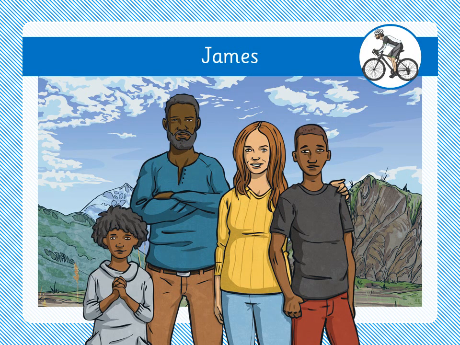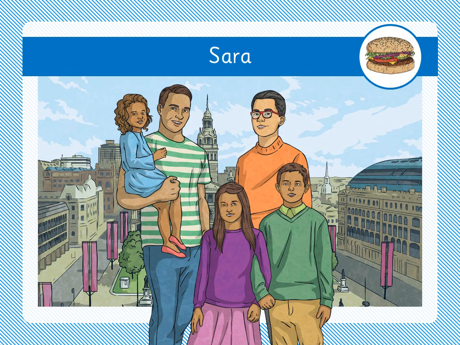This is James. James lives with his mum, his dad, and his little sister. James's family like to go on bike rides together. Sarah lives with her two dads, her big brother, and her little sister. One of the family's favourite things is to go out for dinner and chat about their day.